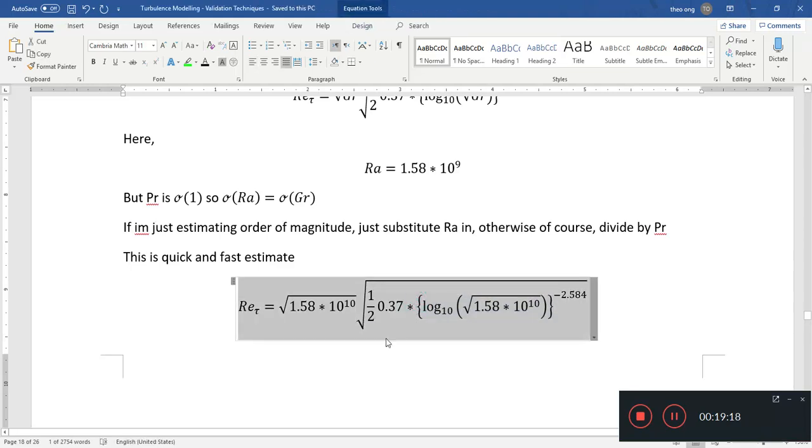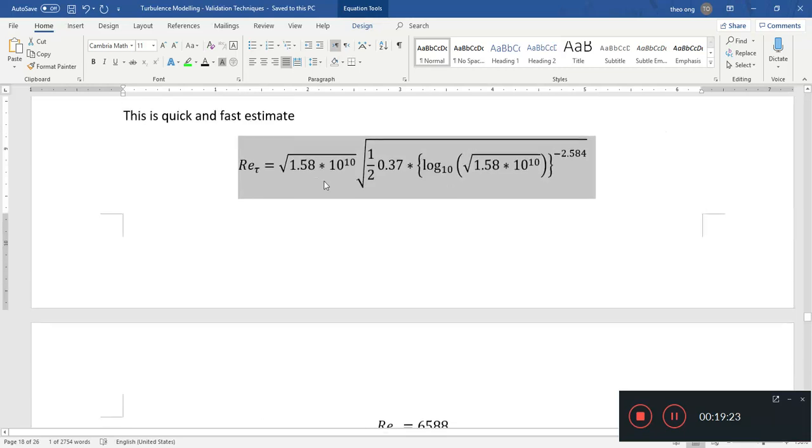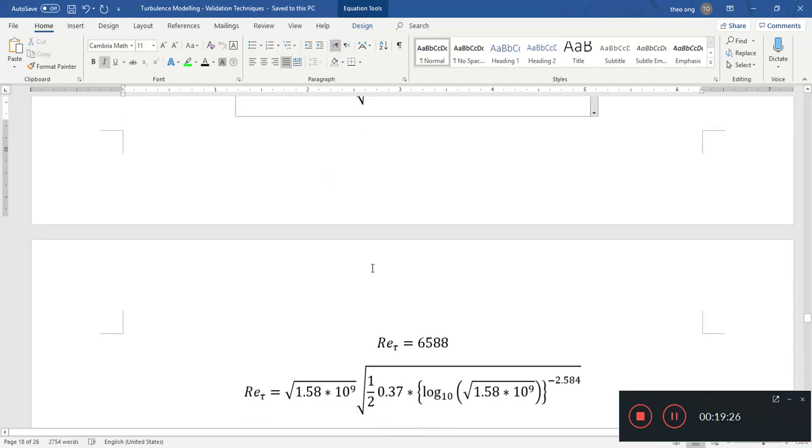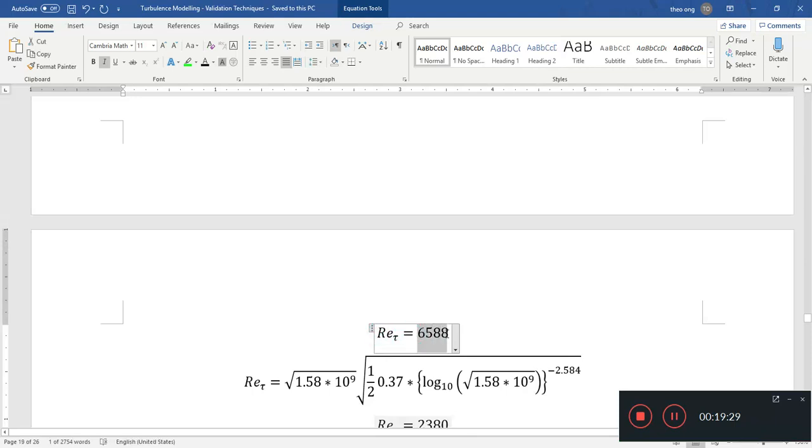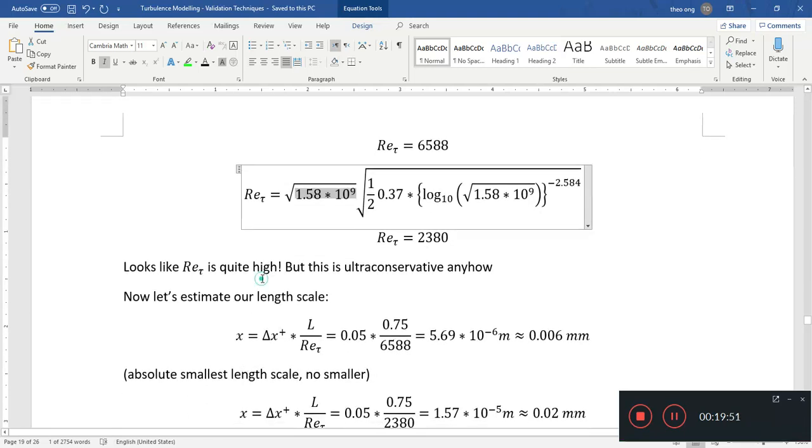So I substituted these in, and basically I get from these correlations, for the first one, if you want to be ultra conservative, a friction Reynolds number of about 6588. So that's quite a lot. Over here, I have a friction Reynolds number of 2380, if I just take the Reynolds number to be the square root of the Grashof number, or in this case the square root of the Rayleigh number, which is about the same. So it looks like the friction Reynolds number is quite high. So this is very conservative anyhow.